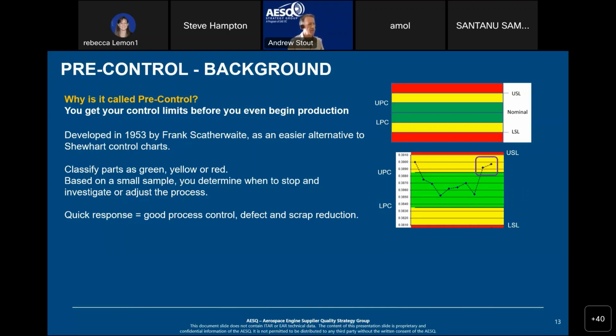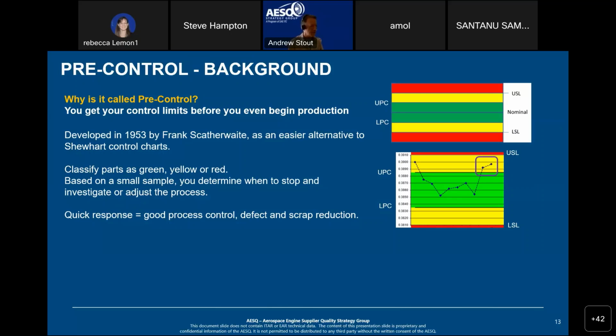Where did they come from? They were developed initially by Frank Satterthwaite back in 1953. He was a statistician at a firm called Rath and Strong, and he wanted to develop a simpler method compared to the Shewhart control charts. And Walter Shewhart developed the original control charts back around 1924, so even further back. So these have been around for a while.